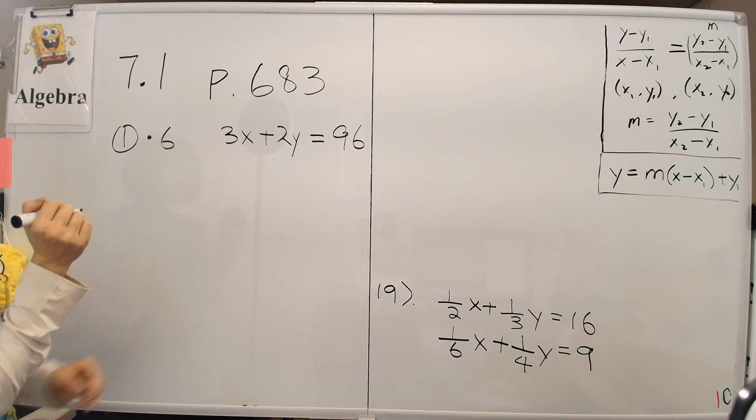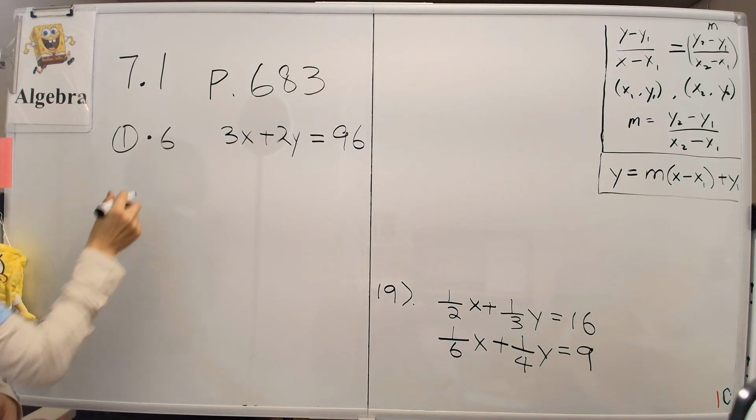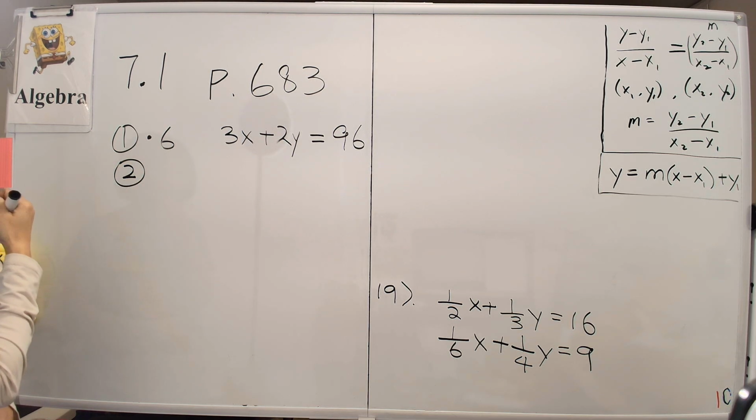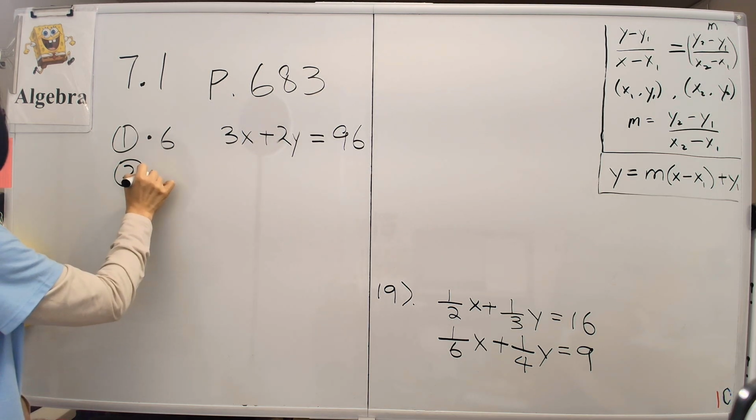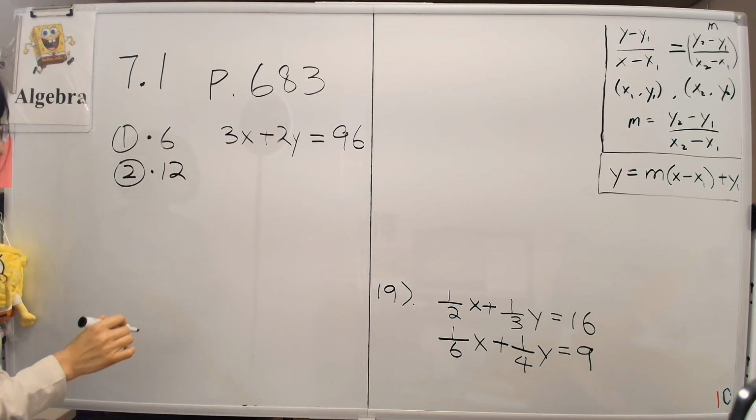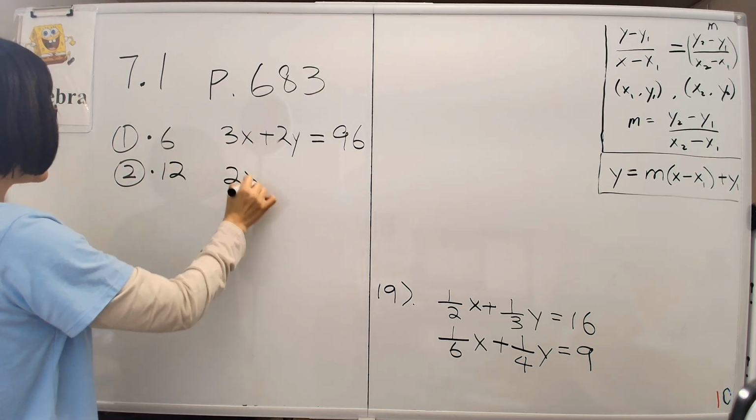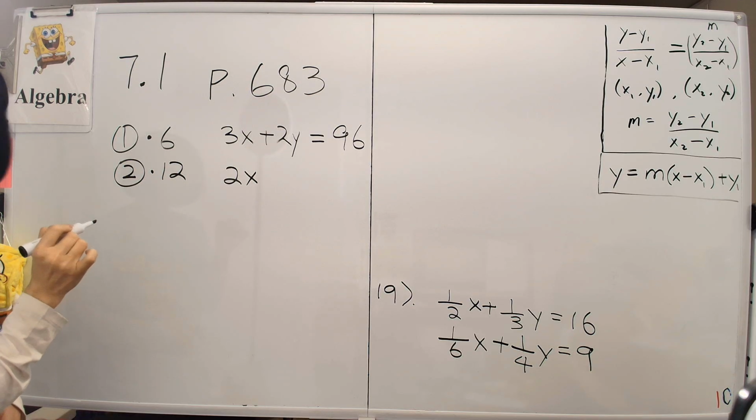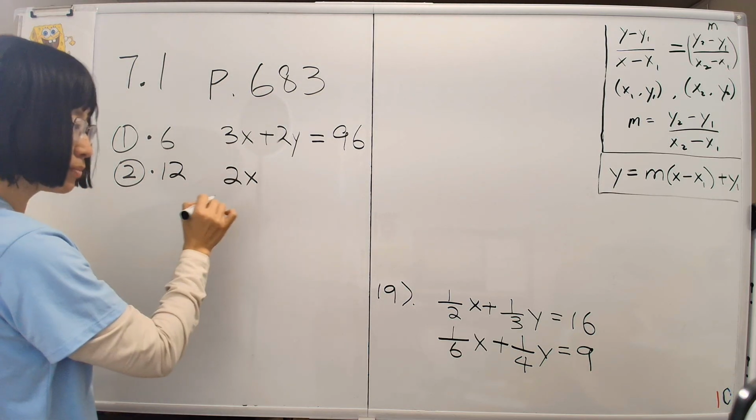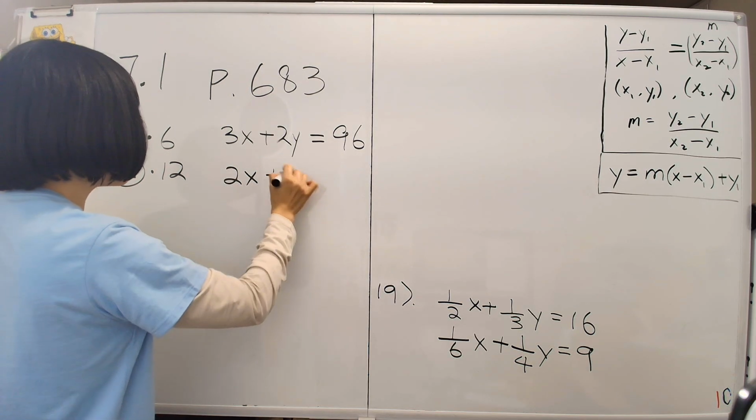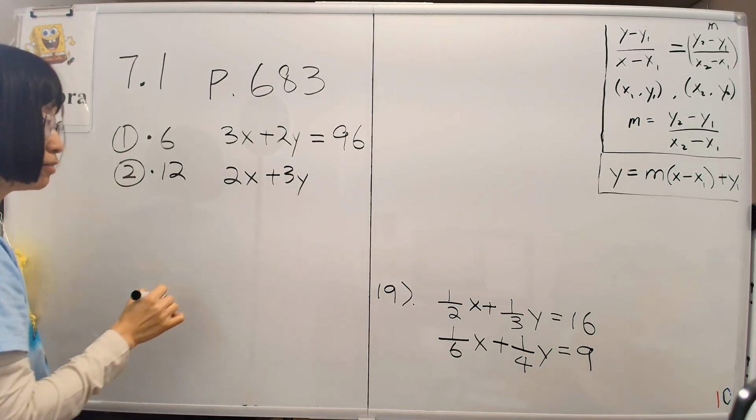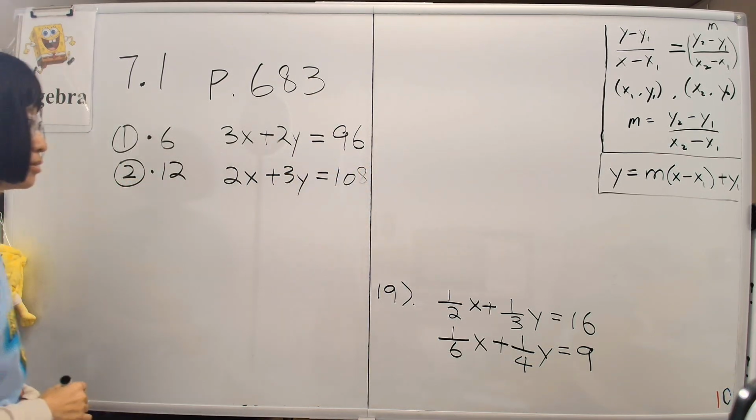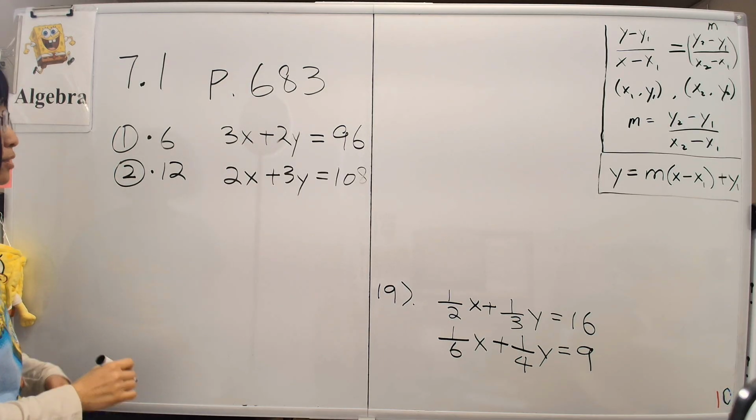So that's the first equation. And the second equation, we're going to turn it into 12, so we're going to multiply by 12, right? Multiply by 12. So the first item becomes 2x. And then the second item is 12 divided by 4 is 3, so still plus 3y. And then 12 times 9 is 108. So far so good.